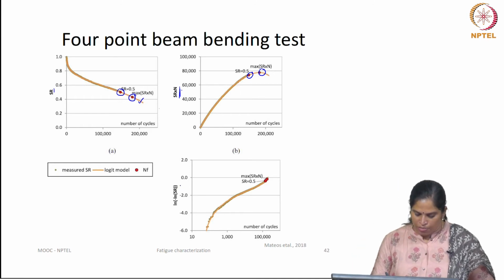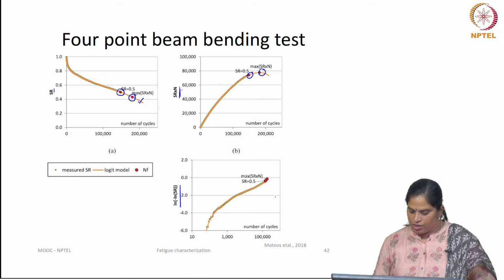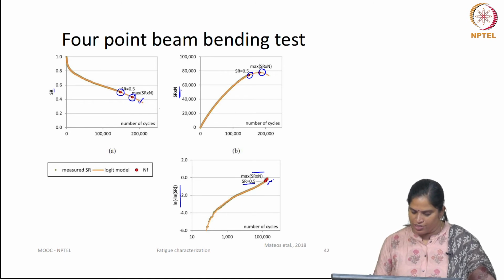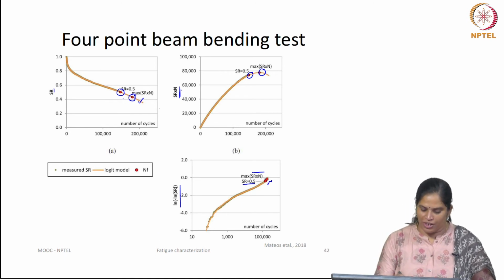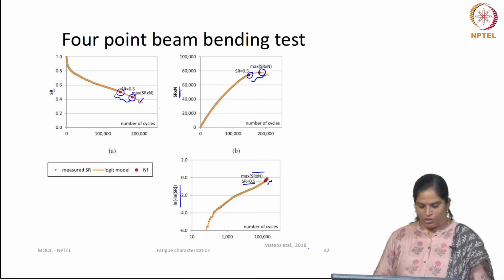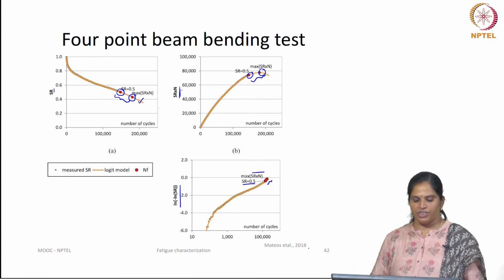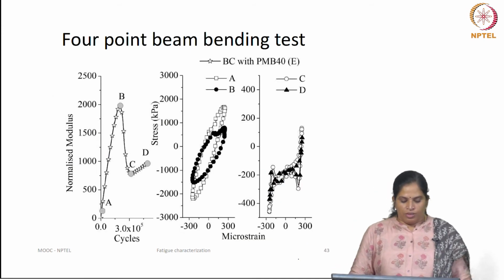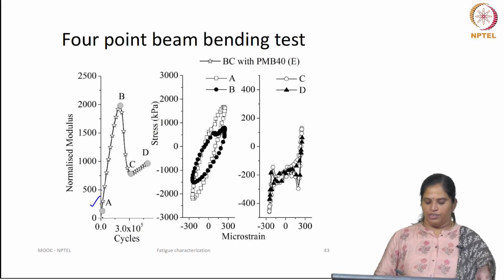Now, if you see a Weibull fit, based on the Weibull fit, if you calculate, you can see that the 50% stiffness and the maximum point occur almost near each other, but if you do it based on the logistic equation, you can see a difference in the fit. So, it depends on what fitting equations we use to predict; the fatigue life also varies with the equations. So, this is a normalized modulus curve.